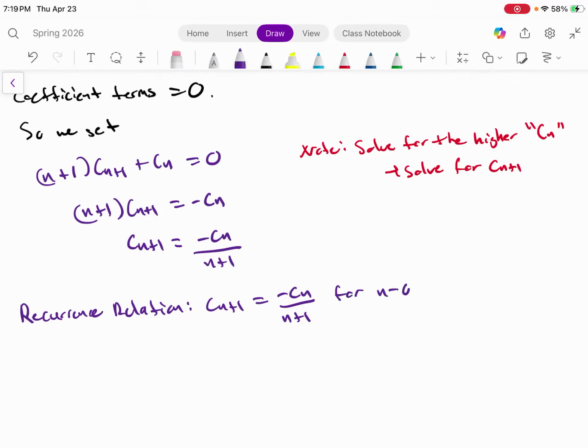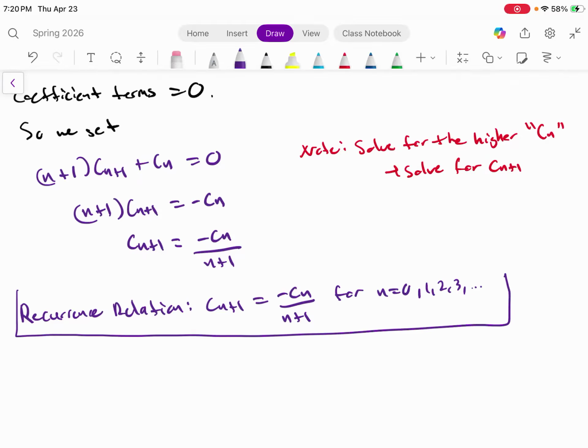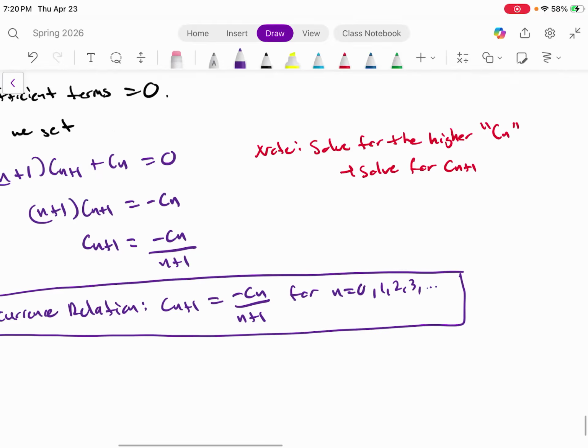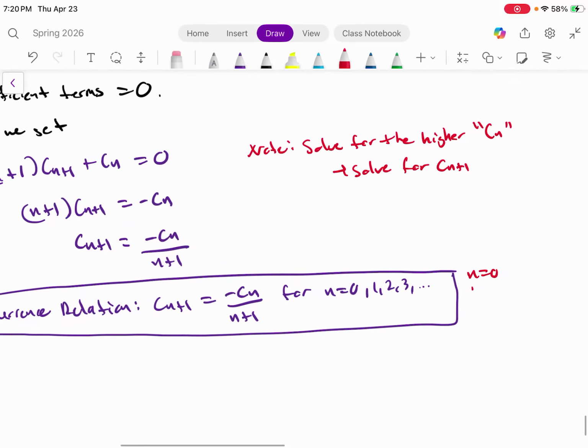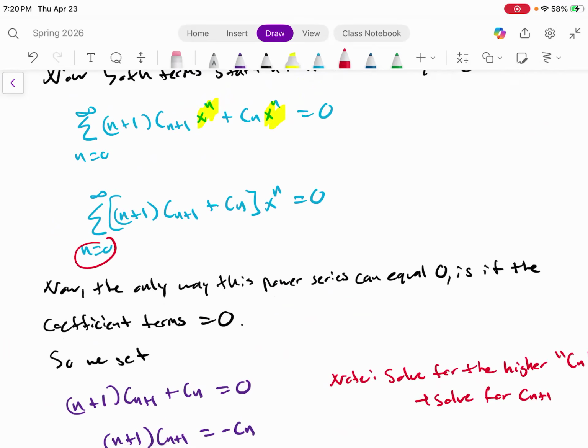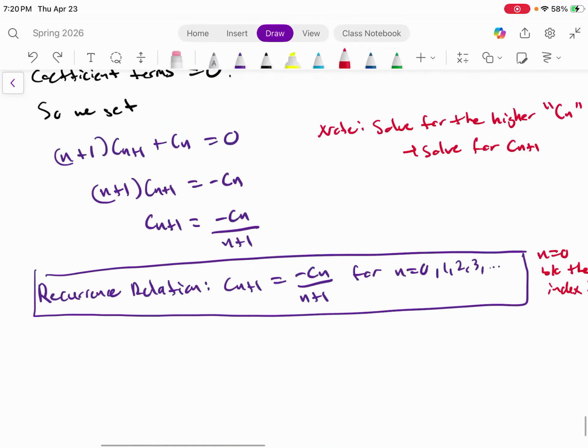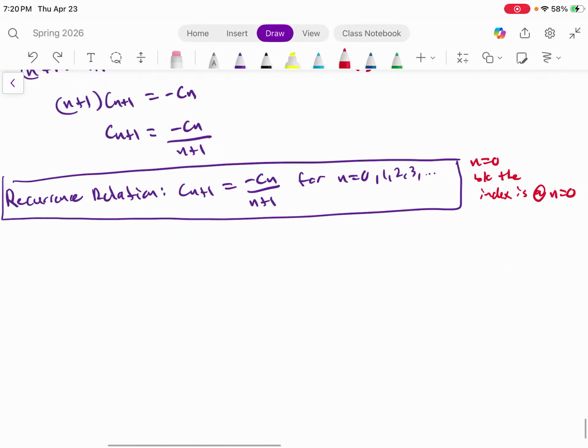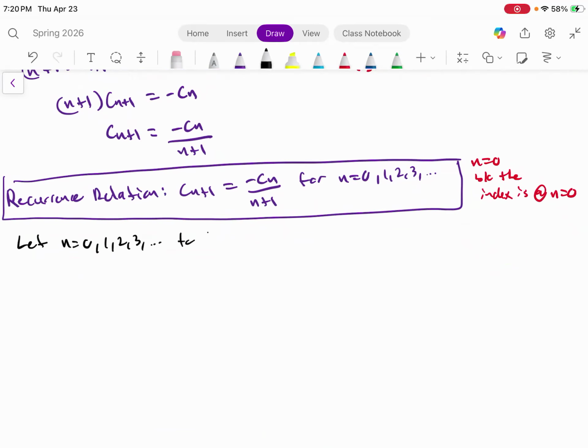for n values, n equals 0, 1, 2, 3, however long it takes us to figure out what the general coefficient term is. And so why are we starting out at n equals 0? Well, that's because the index is at n equals 0. I'm pulling that from right here. Okay, so let's go ahead and find out what this coefficient term is. What we want to do is let n equal 0, 1, 2, 3, etc. to find a specific pattern. So let's go ahead and try it out.